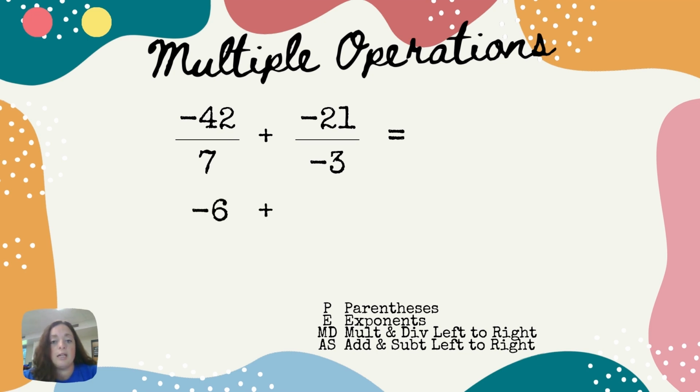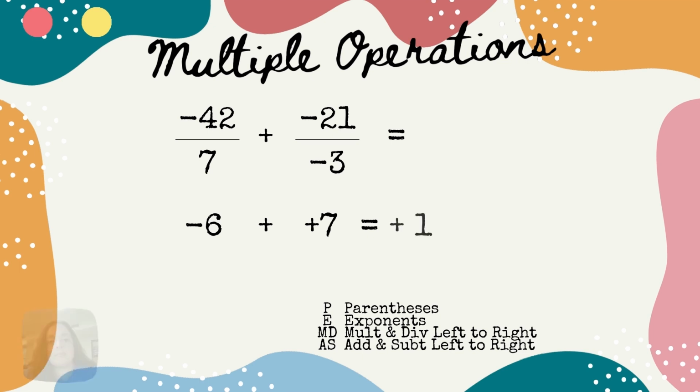Then we can figure out negative 21 divided by negative 3. A negative divided by a negative, same signs, that's going to be positive. 21 divided by 3 is 7. So we will have negative 6 plus 7. Now we have negative 6 plus positive 7. We just need to think of the adding rules. We're adding a negative and a positive. That means they're different signs, so we're going to have to subtract them. 7 minus 6 is 1. And there are more positives than negatives. So our answer here is positive 1.